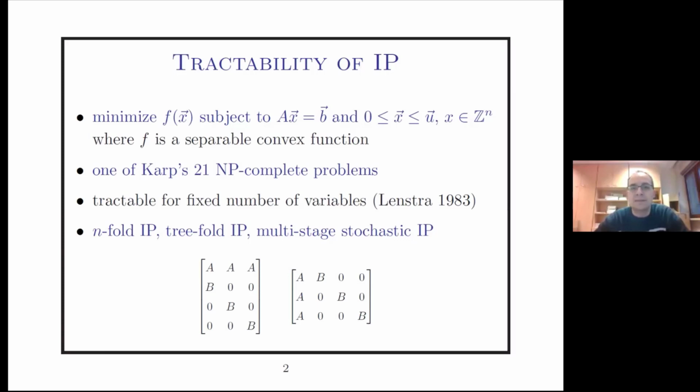I think I don't have to introduce integer programming too much for this audience. Just to be sure, we're trying to minimize some separable convex function subject to some linear constraints, having some lower and upper bounds on the individual variables, and the most important condition is that we actually want the solution to be integral. And this problem is, of course, well known to be NP hard. It actually appears among the 21 first NP-complete problems established by Karp. And as we already had in the morning, it's well known to be tractable for fixed dimensions.